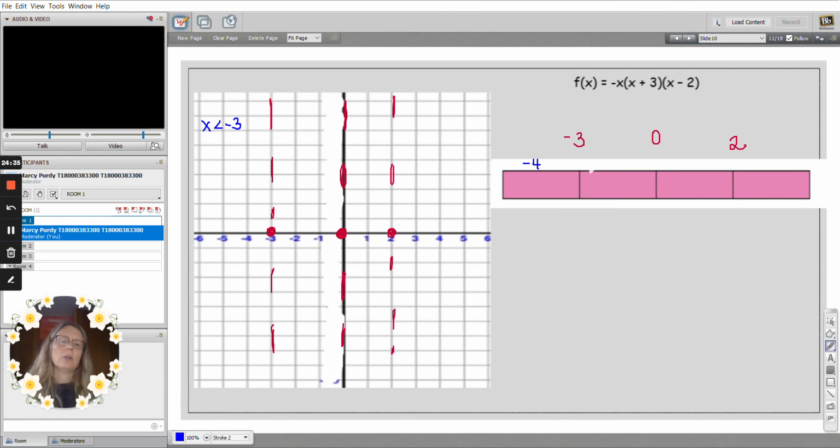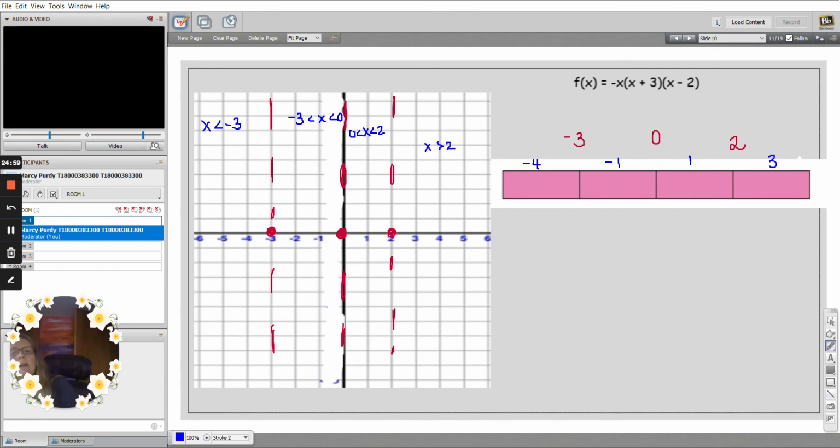And then for the interval from 0 to -3, I'm going to pick, let's do -1. And then from the interval from 0 to 2, I'm going to pick 1. And then for the interval of x greater than 2, I'm going to pick 3.